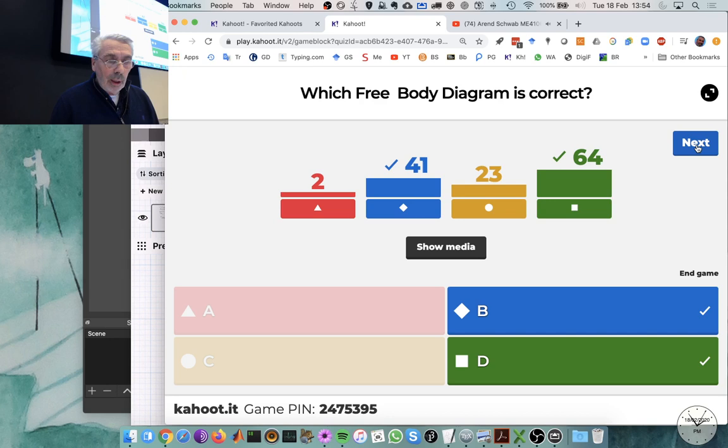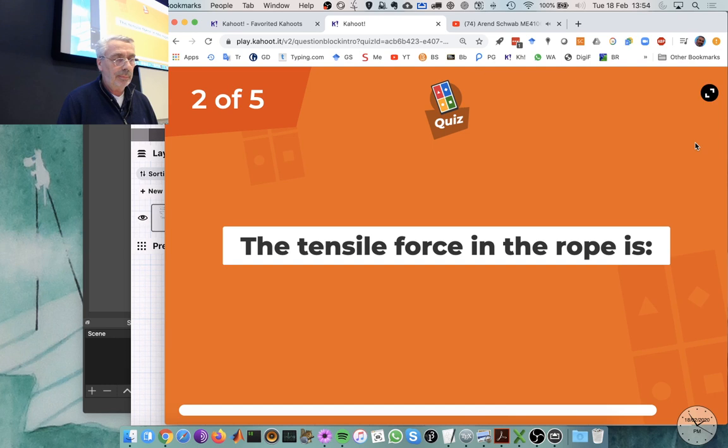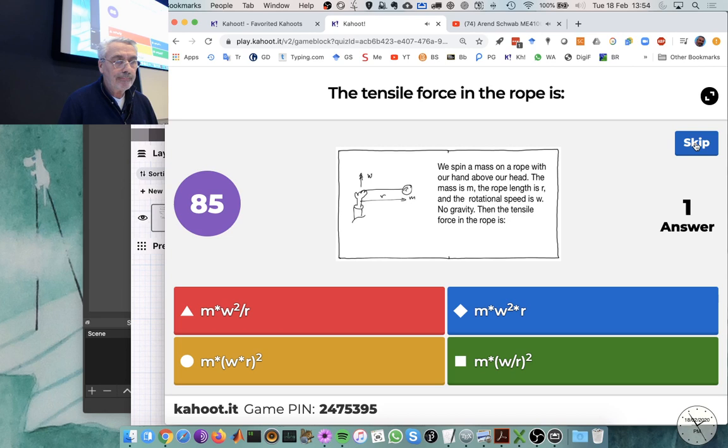Yeah, good result, good class. BVR, are you in the room? Eternal, no. The tensile force in the rope is. Always good to discuss with your neighbor. You are right, he is wrong.